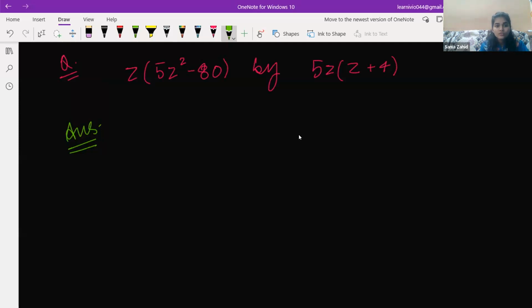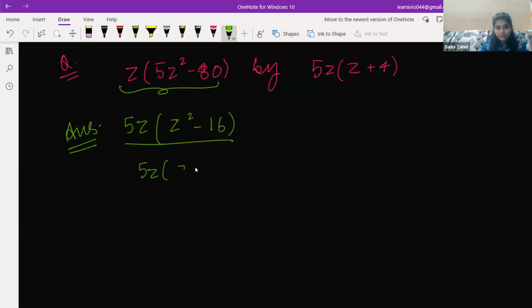Okay. So first of all, we have 5z square minus 80. Can you take something common out of here? Yes, ma'am. 5 is common. So you write 5, and what are you left with inside? z square minus 16. You have to divide it with 5z, z plus 4.